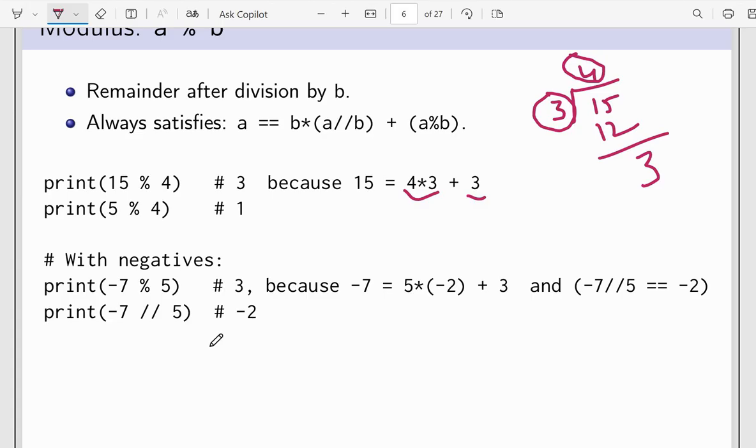With negative values, how do you get the answer? Minus 7 percentage 5 will give you 3. How do we get it? Minus 7 equals 5 times minus 2 plus 3. 5 times minus 2 gives you minus 10, and minus 10 plus 3 is minus 7. Minus 7 divided by 5 with double slash, the floor division, will give you minus 2.